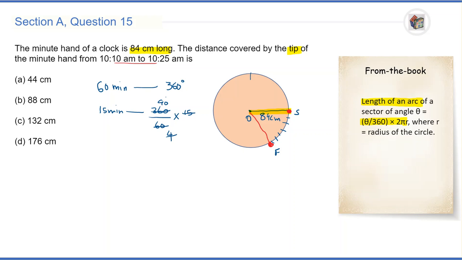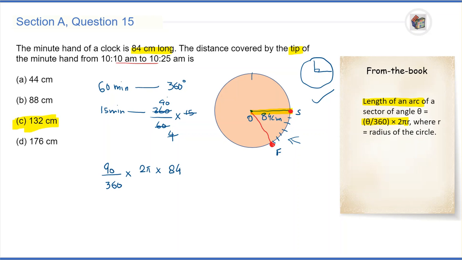What that means is I really just have a quarter of the clock covered in the time that I talked about. It will not look like this, it will instead look like this. But that doesn't matter, you can still calculate the same way. Well, now you have the theta that you were looking for, the angle at the center. So length of the arc is now straightforward. It's 90 by 360 times 2 pi r, where your r is 84. Just make the calculations and you're going to get 132 centimeters.